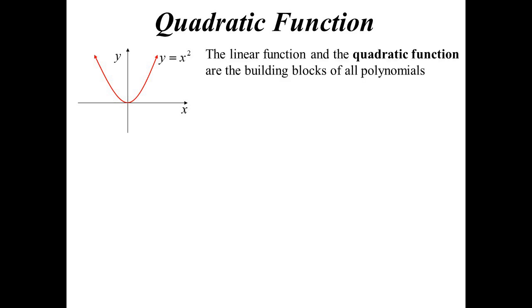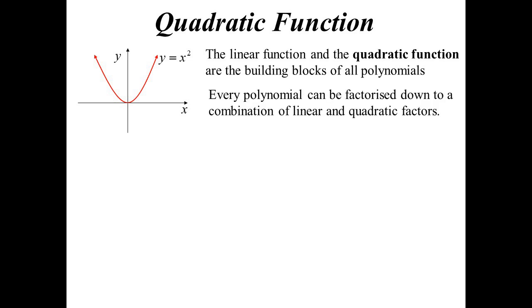More about our quadratic function. So as we saw, the basic shape is the parabola, and the most basic parabola, y equals x squared. Combined with the linear function, basically all polynomials are built from these two functions. That's why they are so important in our work. So every polynomial can be factorised down as a combination of linear and quadratic factors.